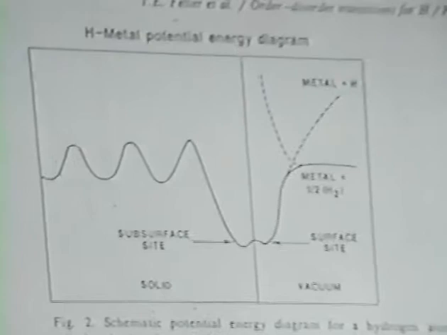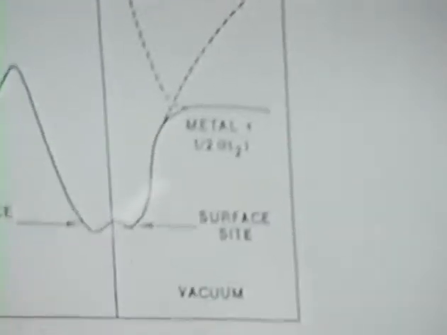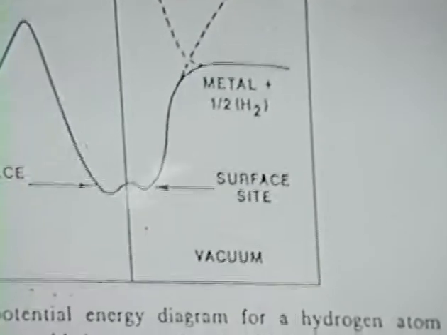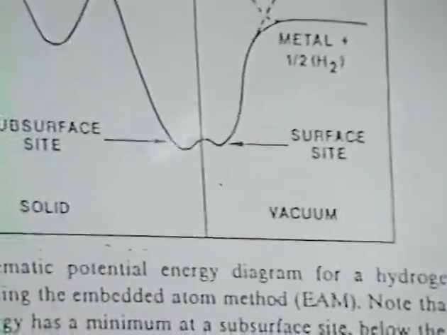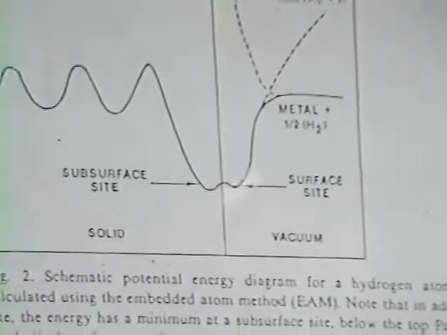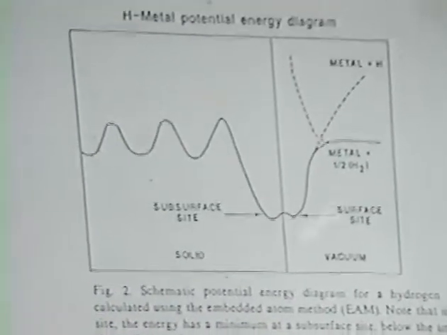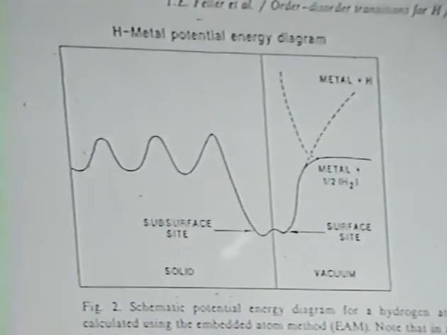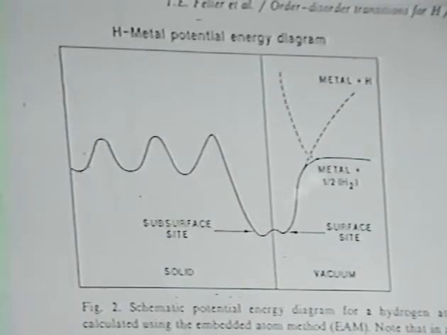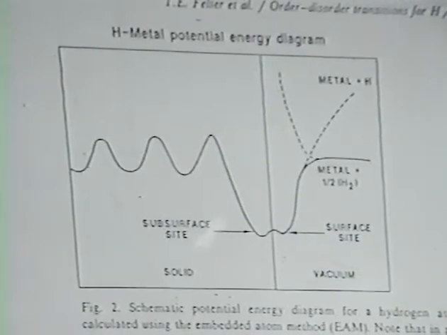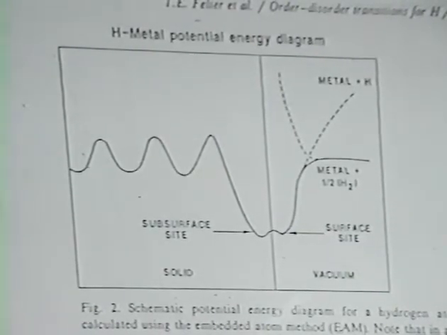This is a calculated result of the embedded atom method. Here we have the adsorption site. Here we have the subsurface site. With increasing the coverage, the subsurface site becomes relatively stable, so that the subsurface hydrogen is realized on the palladium surface. But the similar effect is expected on the iron and other surfaces.